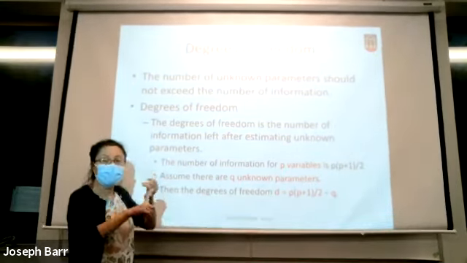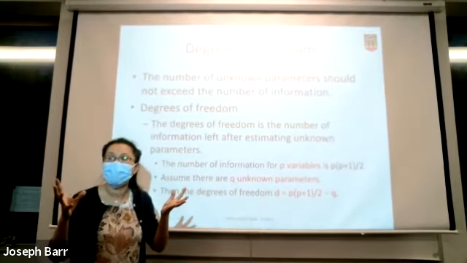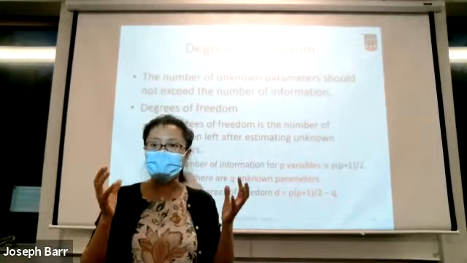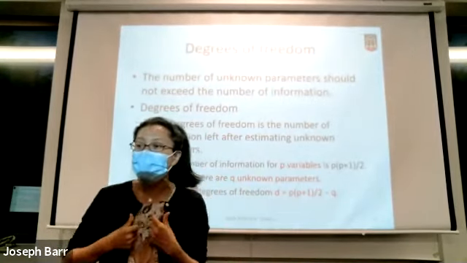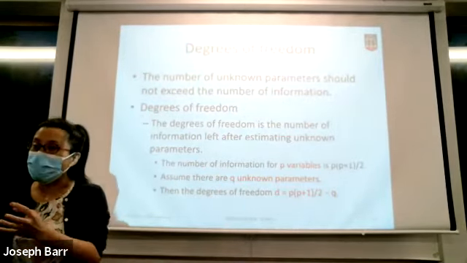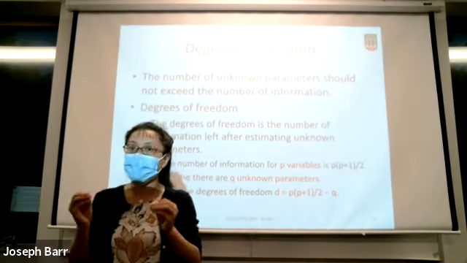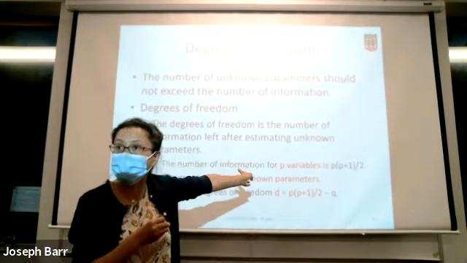The number of information and the number of parameters. So the number of information is available for you, and then you have the number of parameters that you want to try to estimate. The difference between these two is the degrees of freedom.